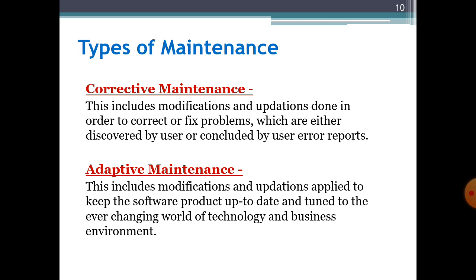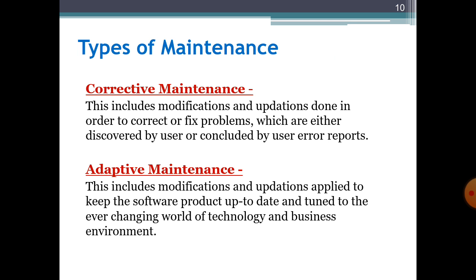The first type is corrective maintenance. So what is corrective maintenance? Corrective maintenance is the kind of maintenance in which we make modifications or updates to fix those errors or problems which the user identifies after the project is installed at the user end. Resolving those errors and problems is called corrective maintenance. And adaptive maintenance is the kind of maintenance where we update our software product when the environment is constantly changing, or whenever a new business environment takes place.